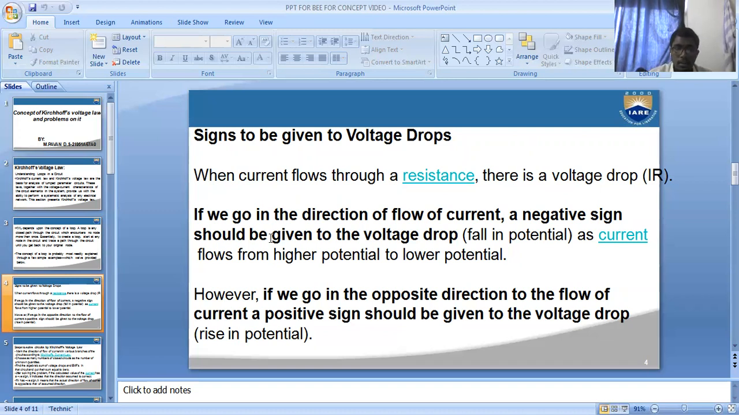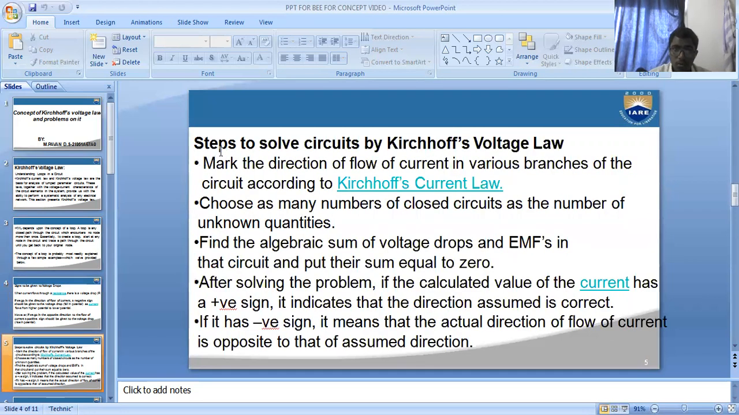Next, the steps involved in using Kirchhoff's voltage law. There are some steps to be followed to apply Kirchhoff's voltage law, and they should be followed at the appropriate times. Without that, we can't find how Kirchhoff's law is going to apply. This is the first and foremost thing we need to follow.